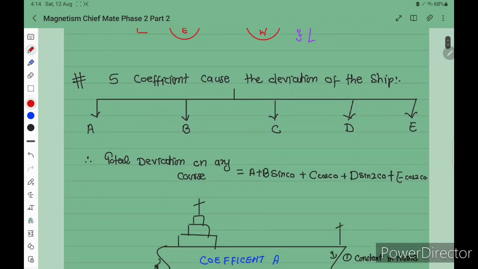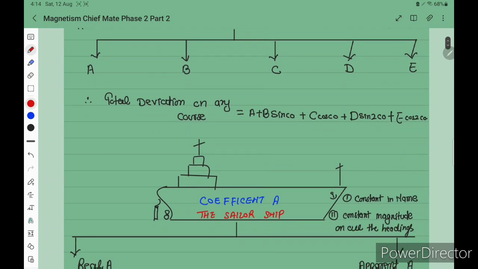Okay, so the five coefficients that cause the deviation of the ship are A, B, C, D, E plus heading, which we will discuss later. First we have to focus on A, B, C, D, E. So total deviation on any course is equal to A plus B sine course plus C cos course plus D sine 2 course plus E cos 2 course.